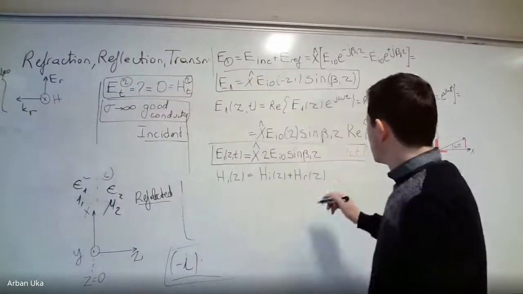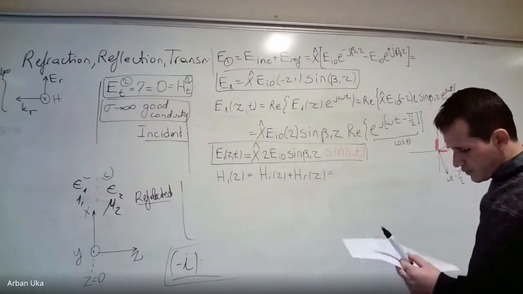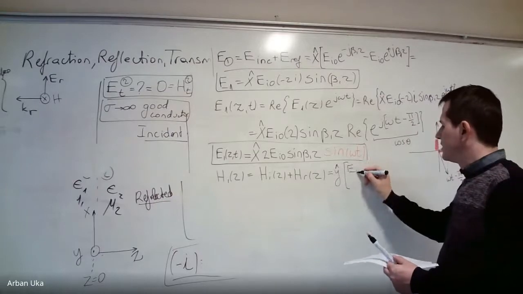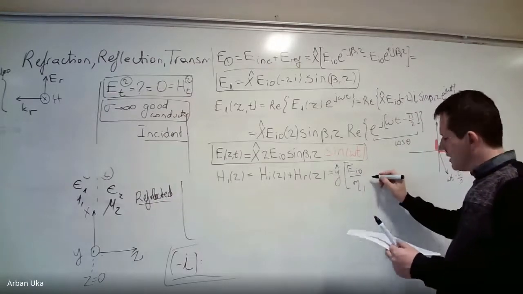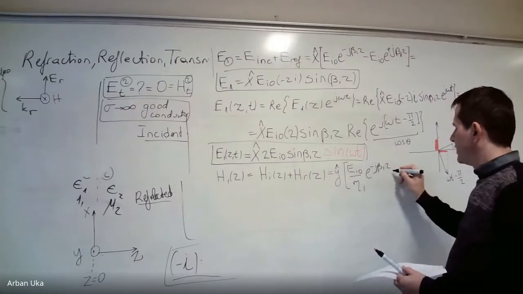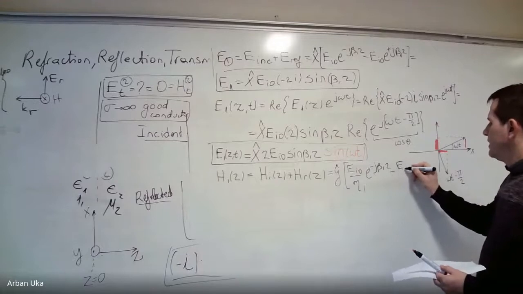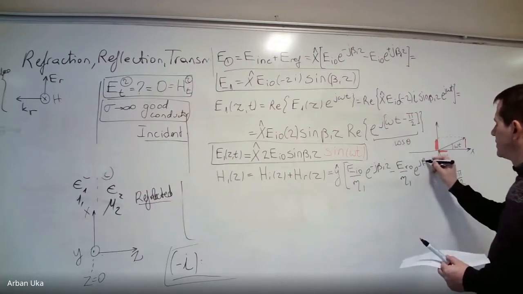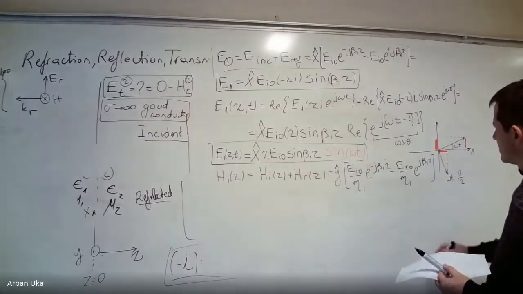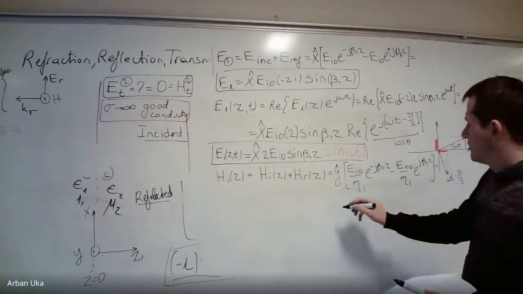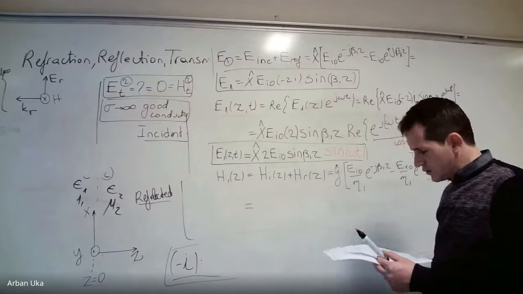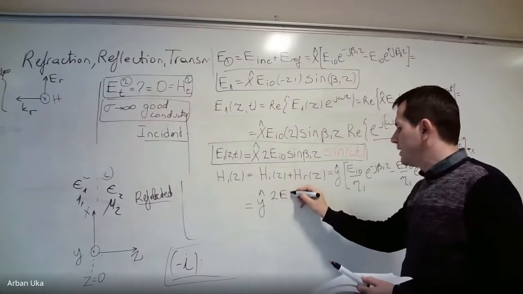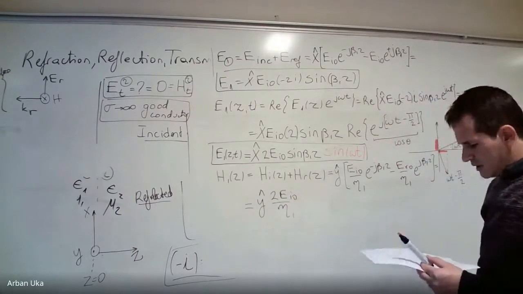And the components that we need to write for these is that they were pointing in the Y direction. So here, in the Y direction of these waves, we have E incident amplitude divided by eta 1 times e to the power minus j beta 1 z, minus ER0 over eta 1 times e to the power j beta 1 z. Now, with this expression, we're just subtracting two terms, and here for the H1 z, the direction is going to be AY. We get 2 EI0 divided by eta 1 times cosine beta 1 z.